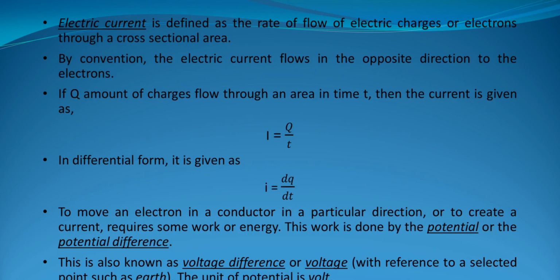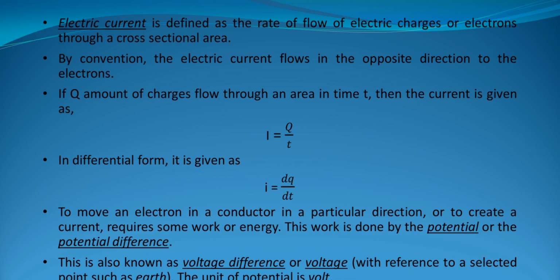Then comes the definition of electric current. Electric current is defined as the rate of flow of electric charges or electrons through a cross-sectional area. By convention, the electric current flows in a direction opposite to the direction of flow of electrons. You already know that if electrons are moving from left to right, the current direction will be from right to left. It is just opposite.